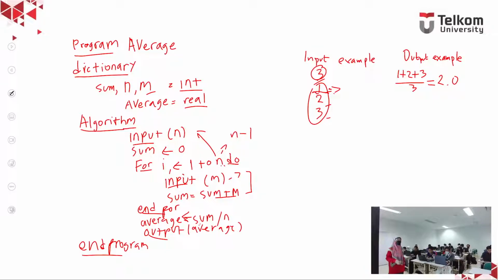After that, after we finish calculating all the numbers, what do we need to do? We need to calculate the average. The average is based on the last sum divided by n. Last, we output the average. So please pay attention to what instructions should be put before the loop block, inside the loop block, and also after the loop block.